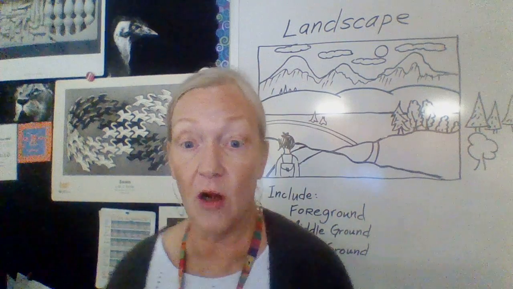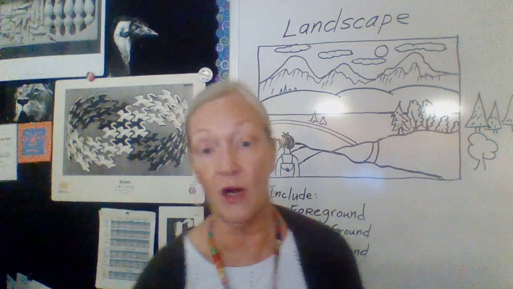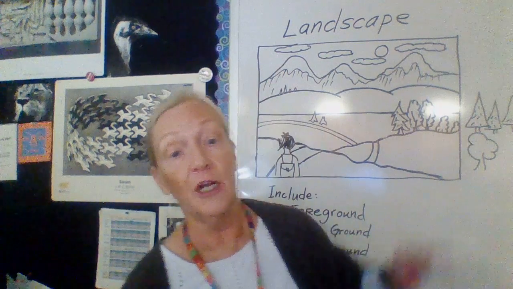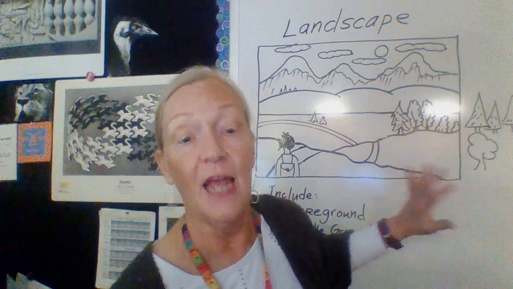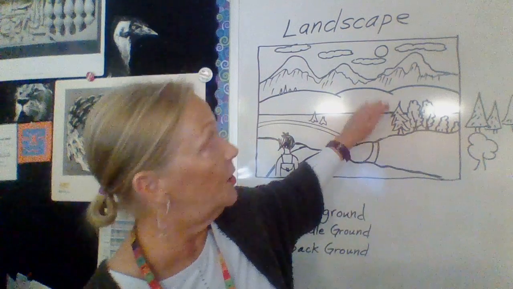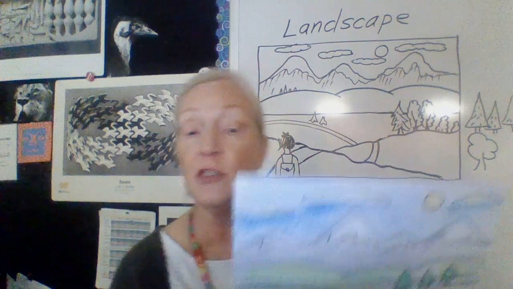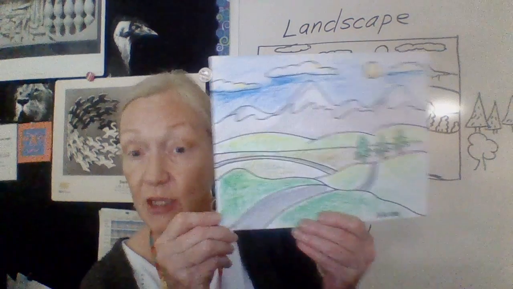It's a trick that artists use to make people think that there's distance in artwork, and that's what we're trying to show. So we're learning that it's called a landscape and that we're using foreground, middle ground, and background. So here's the picture that looks a lot like the video.